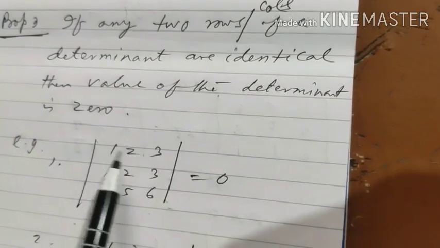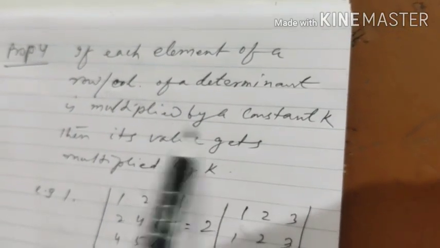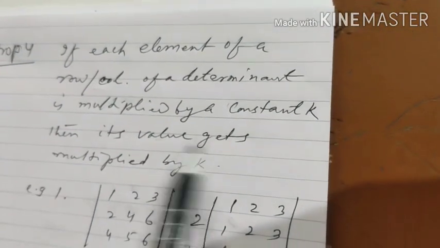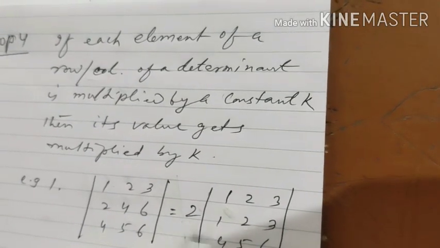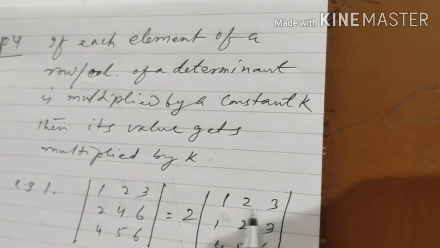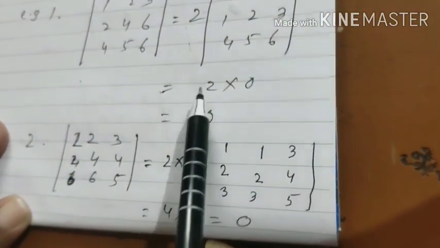Property 3: if any two rows or columns of a determinant are identical, then the value of the determinant is 0. Suppose two rows are identical, then the answer is 0. If three rows are identical, the answer is 0. Property 4: if the elements of a row or column of a determinant are multiplied by a constant k, then its value gets multiplied by k. For 1, 2, 3, 2, 4, 6, 4, 5, 6, the 2 can be taken common. Then 1, 2, 3, 1, 2, 3, 4, 5, 6, and the answer is 2 into 0, because two rows are identical.